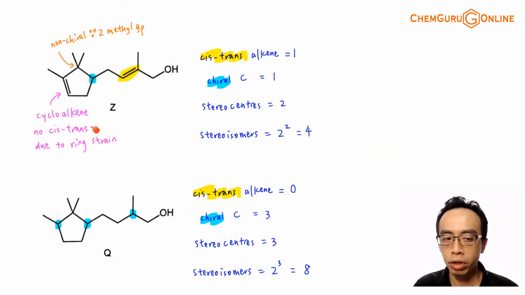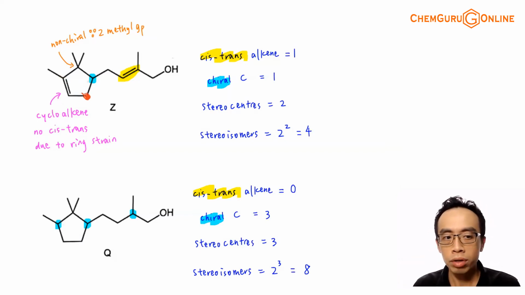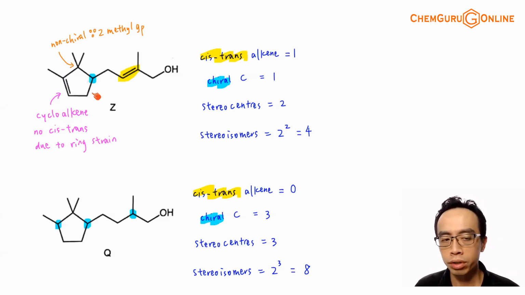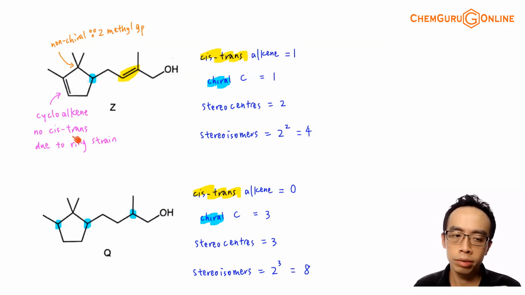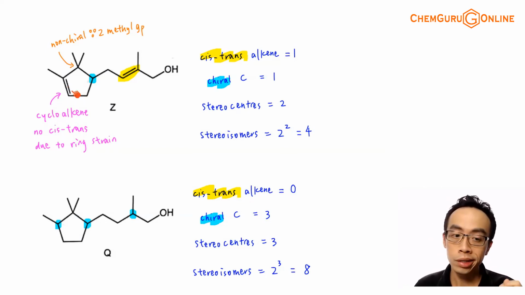And cycloalkene in general, there's no cis-trans isomerism because of the ring strain. Some of us might identify this as the cis isomer, but I cannot draw the trans isomer for this compound because the ring structure actually makes the trans isomer highly unstable because of the twisting of the carbon-carbon bond. So in the syllabus, usually when we consider cycloalkene, there's no need for us to consider cis-trans isomerism.